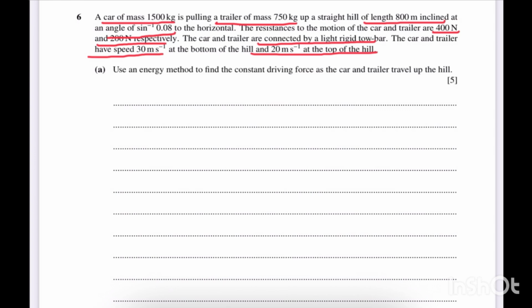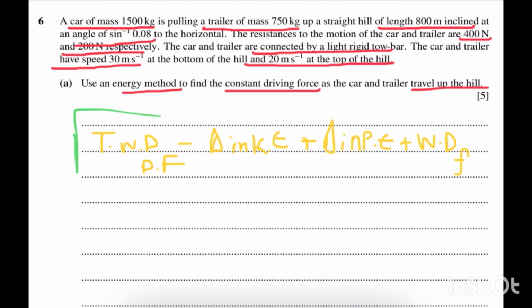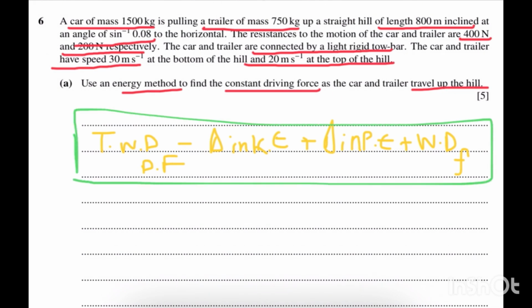So for part A, we have to use an energy method to find the constant driving force as the car and trailer travel up the hill. The energy method, a very simple formula that you can always use, is that the total work done by the driving force is always equal to the change in kinetic energy plus the change in potential energy plus the work done against friction. For this equation, I will be looking at the entire system, meaning the car and the trailer together rather than individually.